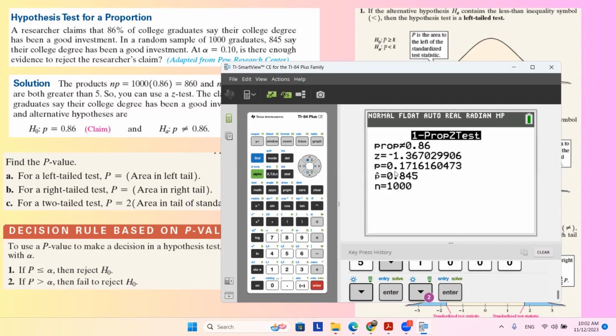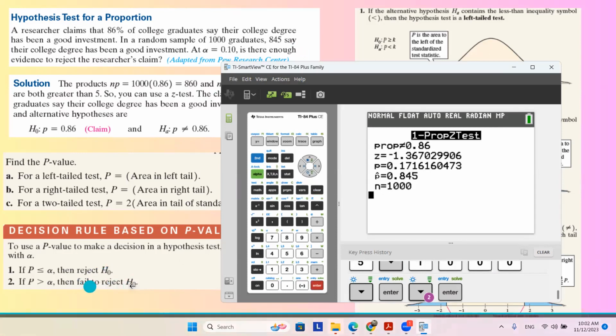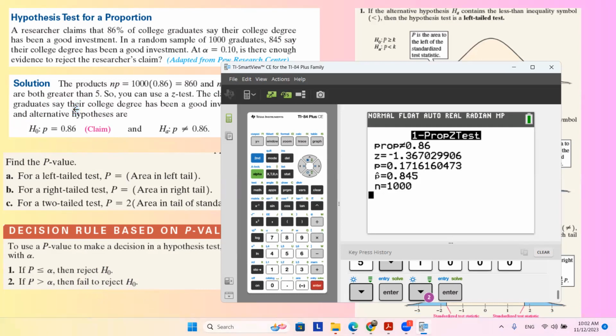When you do the computation, your p-value is about 17%. So p-value, which is this number here on the third line, is 17%. 17% is more than 10%. Since it's more than 10%, we're going to say that, hey, we fail to reject the null hypothesis. It means that we support the null hypothesis or we support this claim. No matter if you use p-value or the rejection region, the outcome must be the same.